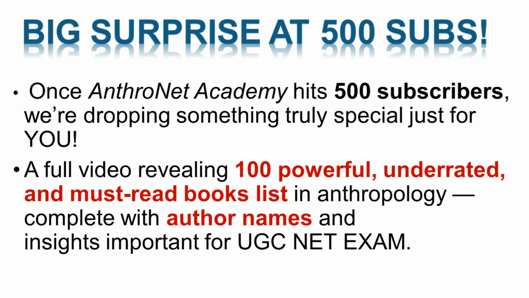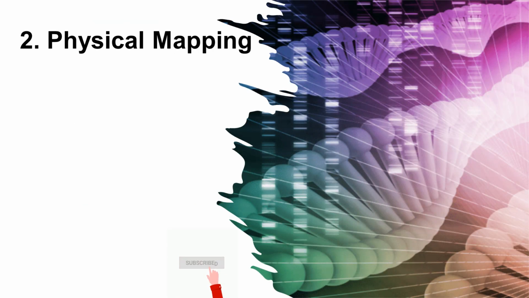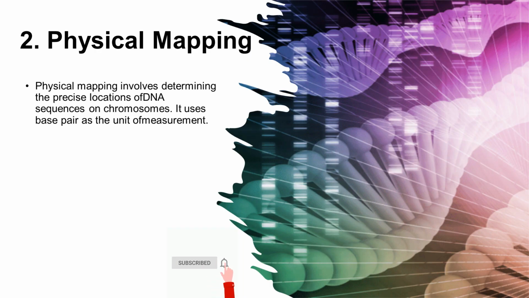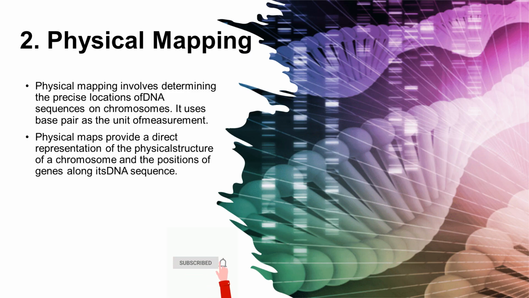For UGC-NET exam. 2. Physical mapping. Physical mapping involves determining the precise locations of DNA sequences on chromosomes. It uses base pair as the unit of measurement. Physical maps provide a direct representation of the physical structure of a chromosome and the positions of genes along its DNA sequence.